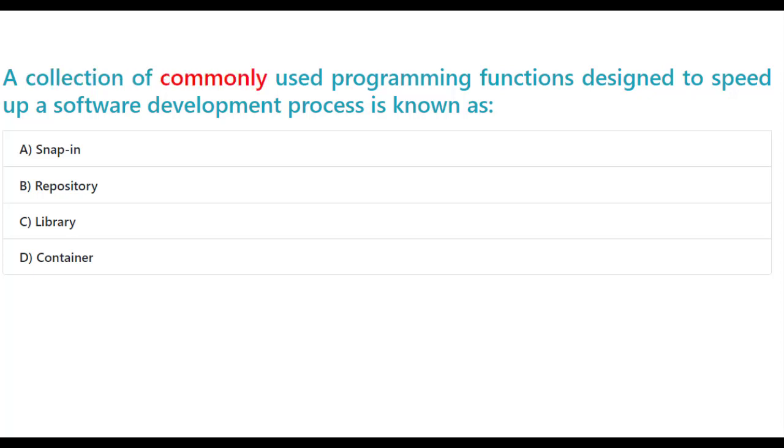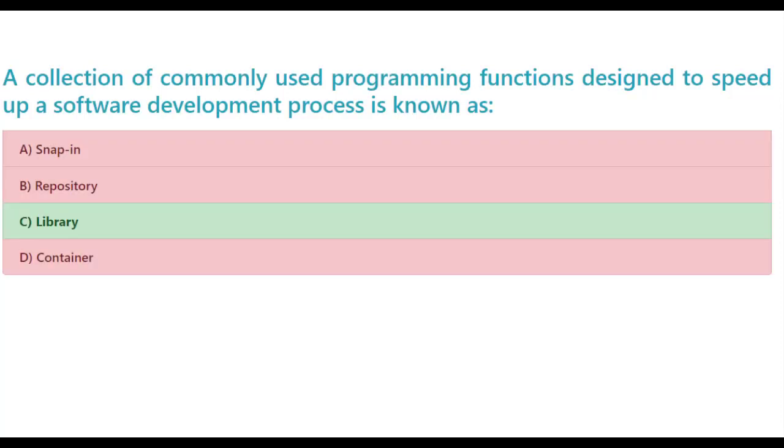A collection of commonly used programming functions designed to speed up a software development process is known as A. Snap-in, B. Repository, C. Library, D. Container. The correct answer is C. Library.